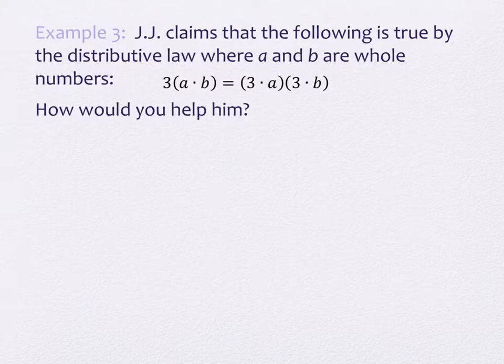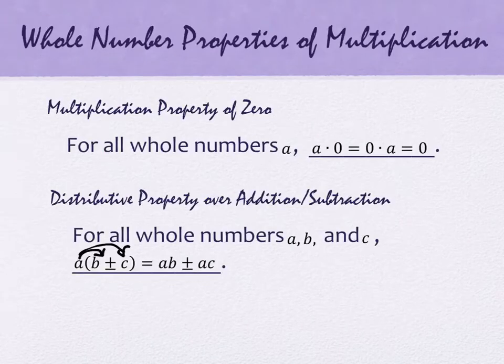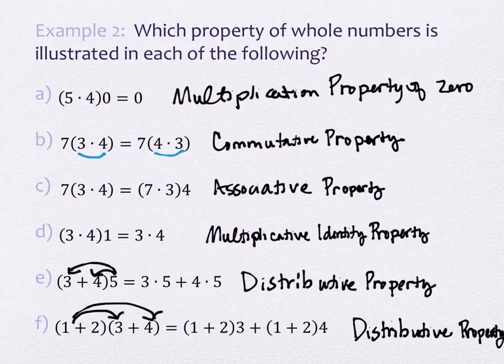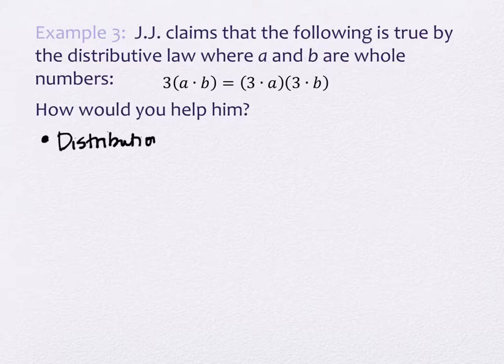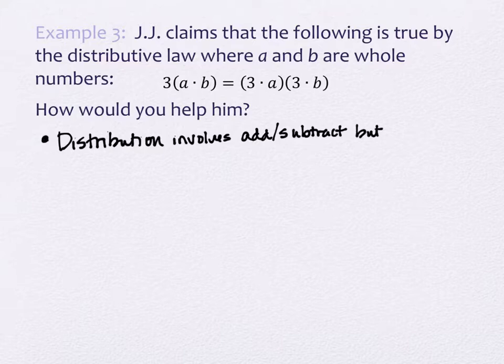The reason it isn't is because if you look back over here, the distributive property is distributing multiplication over addition or subtraction, and there's no addition or subtraction here. So the first thing that I might talk to him about is that distribution involves addition or subtraction, but this is only multiplication.